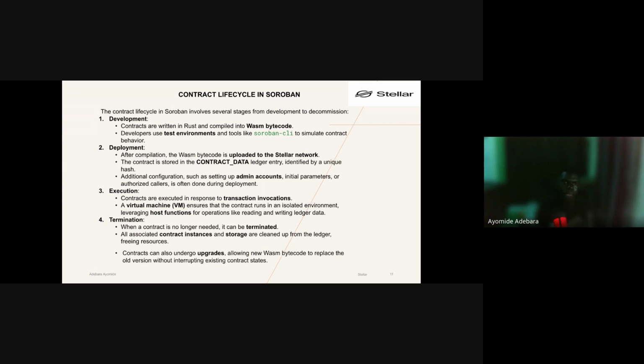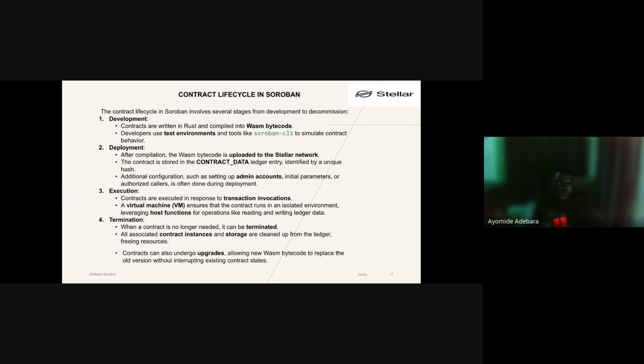So whenever you write your smart contract and compile it, inside that target folder you have your WASM bytecode. This WASM bytecode is what is uploaded to the Stellar network, and uploading it means you are deploying it. Once this deployment happens, you have your WASM bytecode on the Stellar ledger. But where exactly is this stored on the ledger? It's stored in the contract data ledger entry. This contract data ledger entry is where the deployed WASM bytecode for the smart contract you have created is stored.